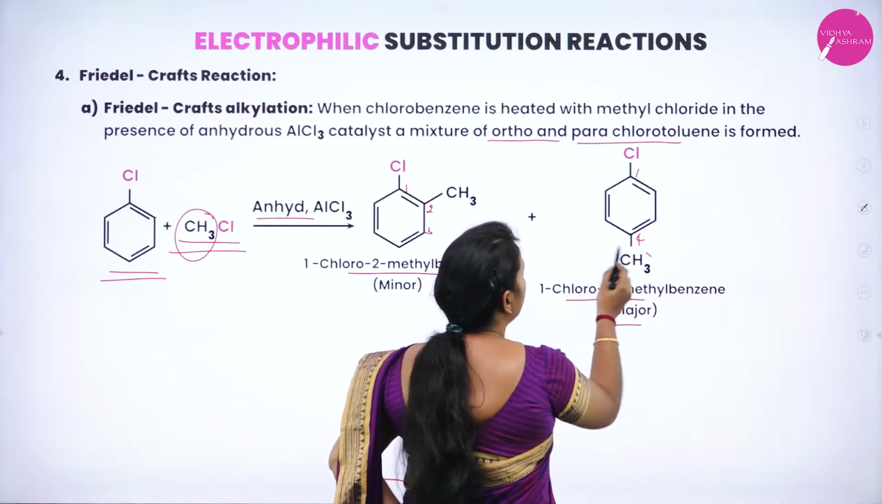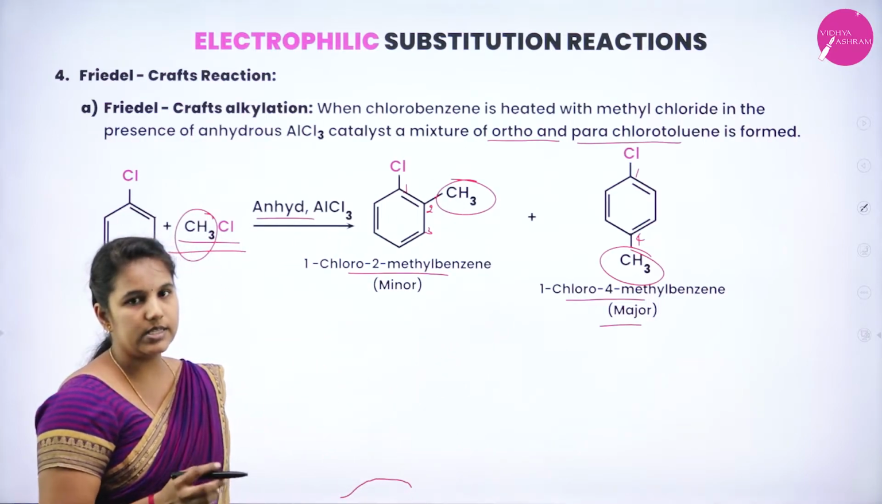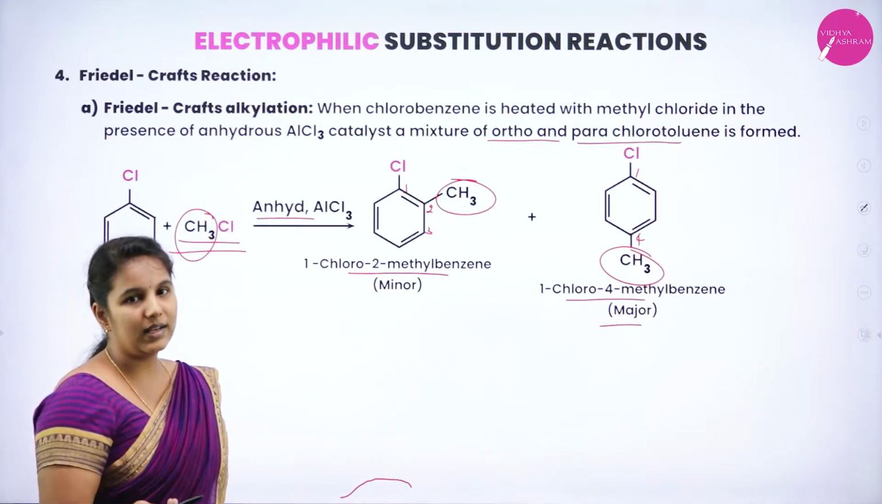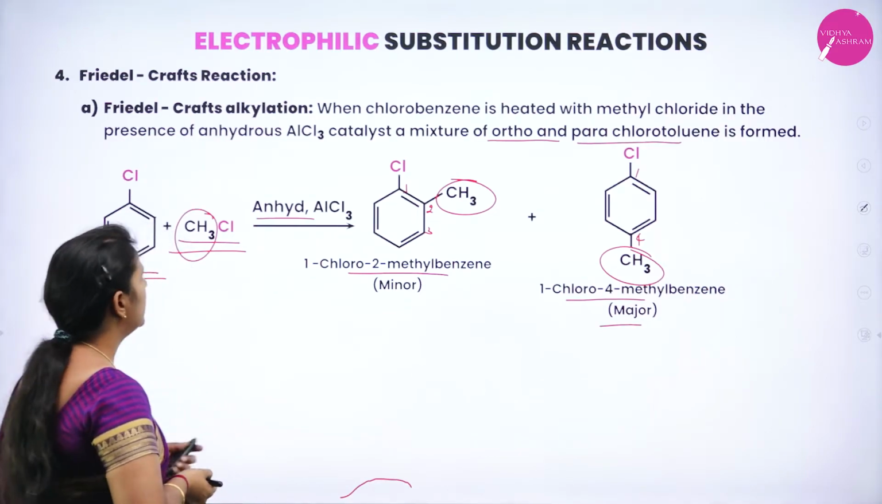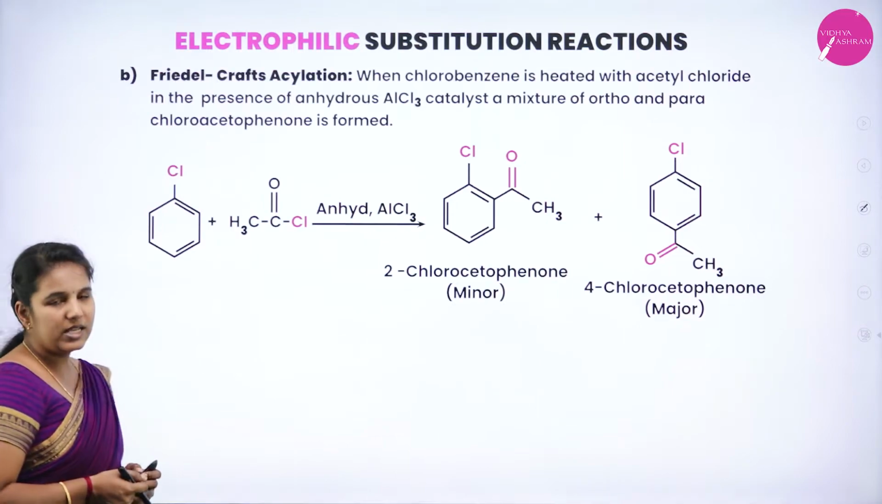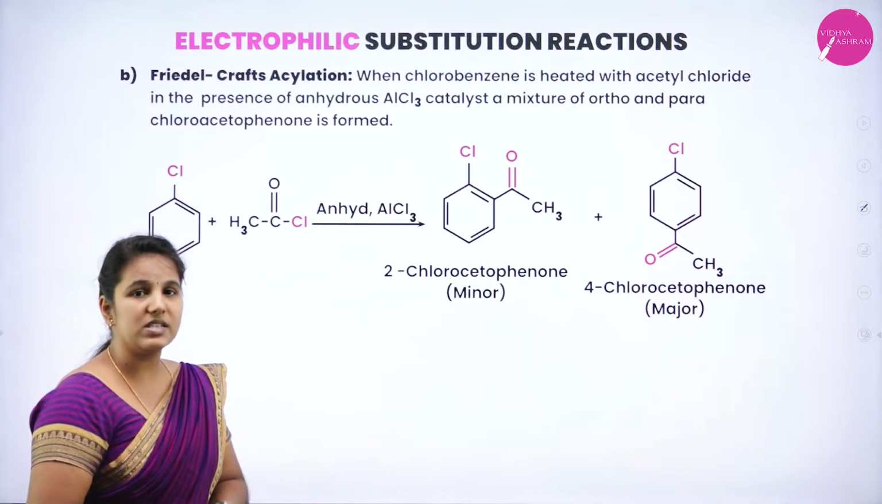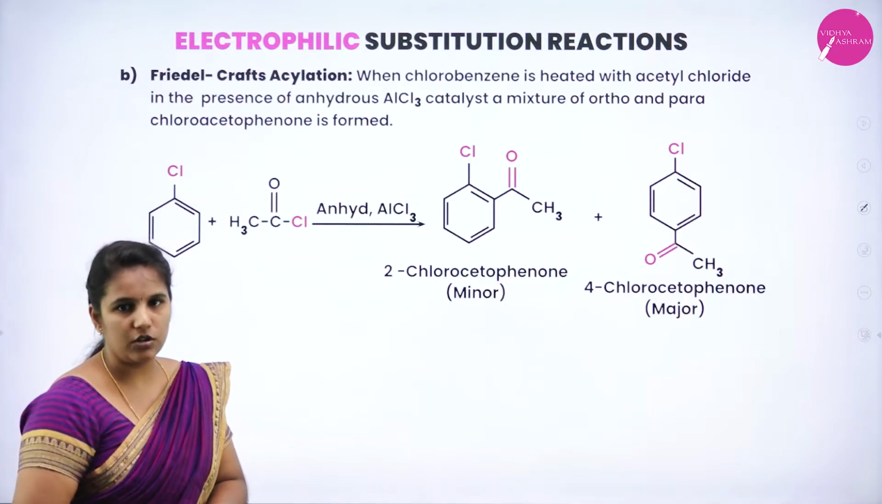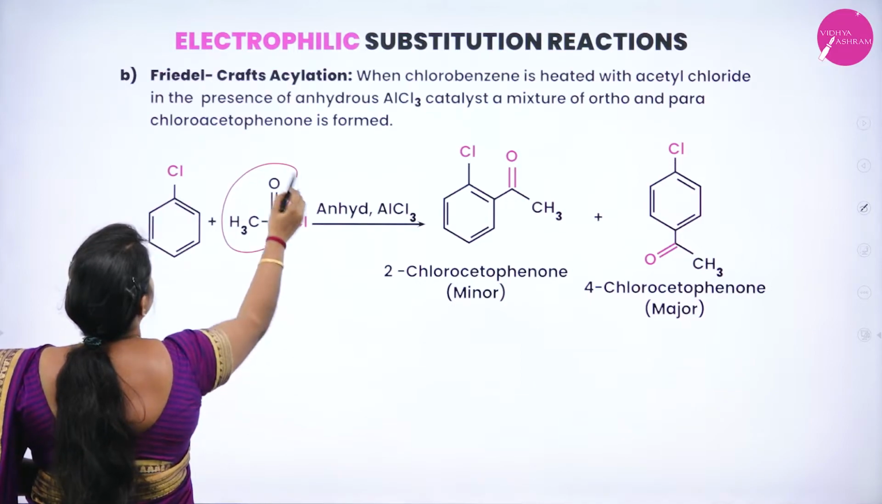You can see that you are introducing what? Methyl group to the benzene ring. Hence, it is a Friedel-Crafts alkylation, where the alkyl group has been introduced to the benzene ring. Next is acylation. The process of adding the acyl group to the benzene ring is known as what? Acylation. Okay. So, what is that acyl group? This is CH3COO.